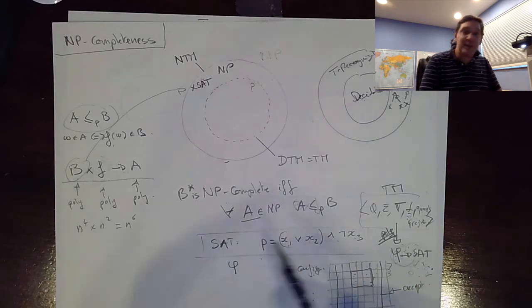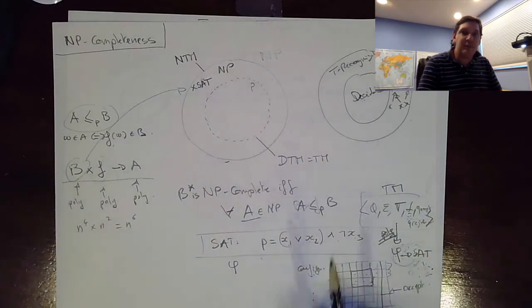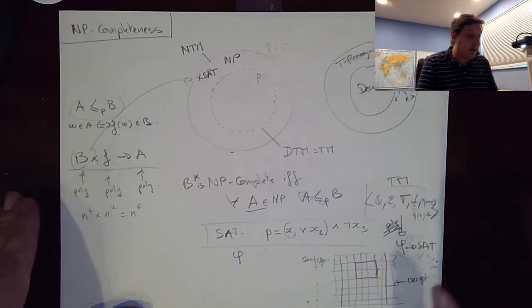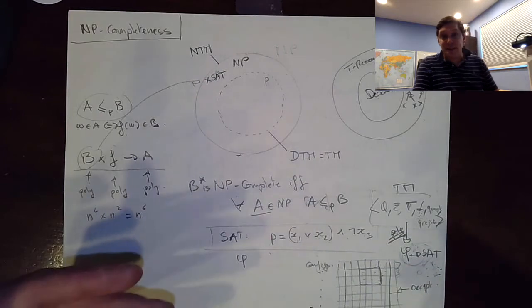So SAT is NP-complete by what we just said, right? I didn't prove it. I just gave you the gist of the proof. You can look at it in detail in the book. It's really interesting. I invite you to do that. So now I can relate other problems to SAT.